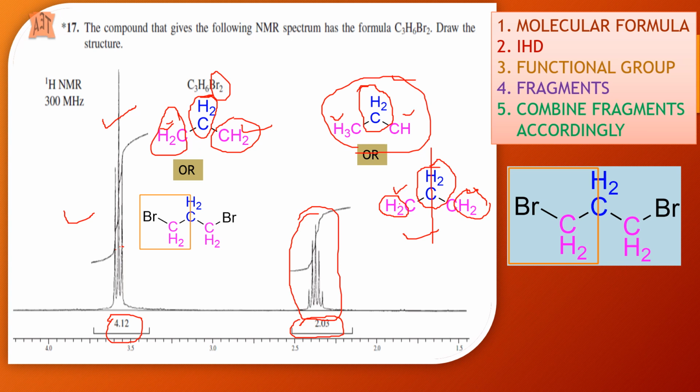You can see here there are 2 peaks in the spectrum, which means that there are 2 types of hydrogen present in the molecule, and the molecule is symmetrical, so the 2 types of hydrogens are present. This is the CH2 which is this one, and this CH2 is due to this one. So this is all about today's lecture.